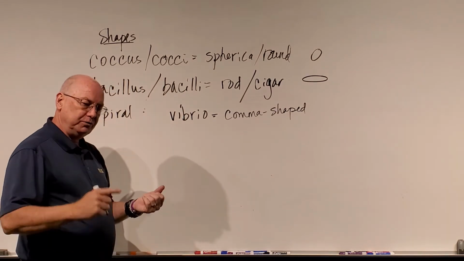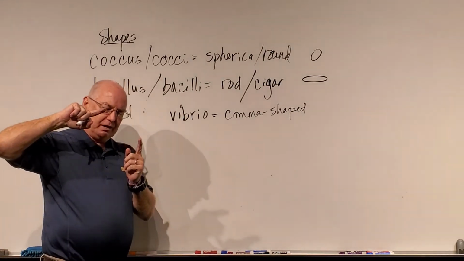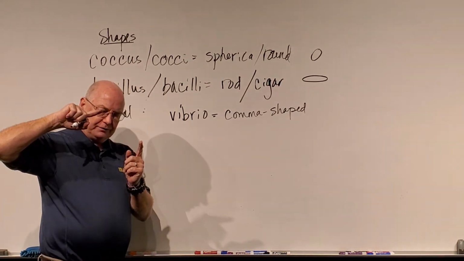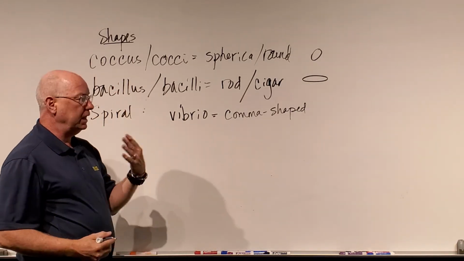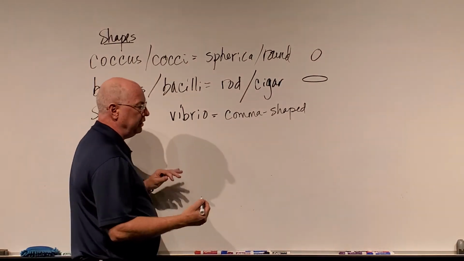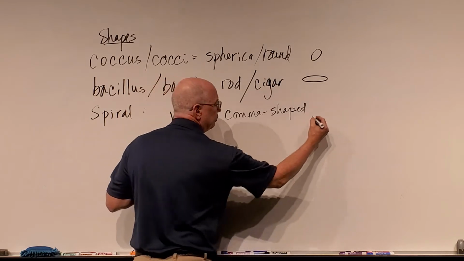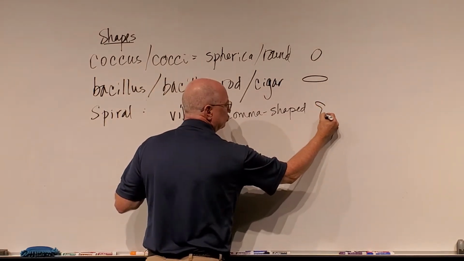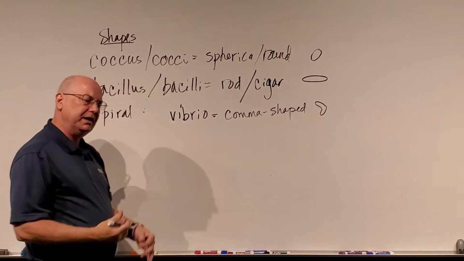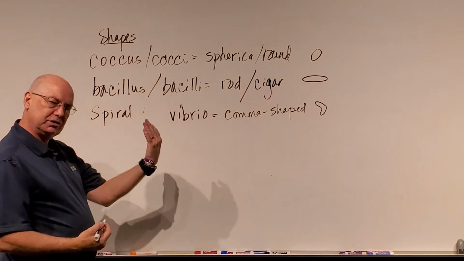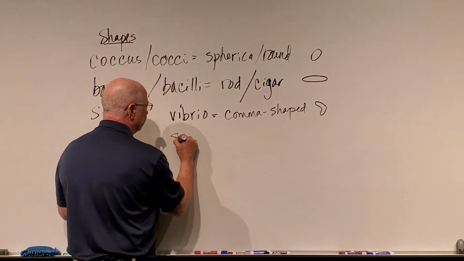They are spiral, meaning that they have structures underneath their membrane that allow them to be spiral and sort of corkscrew their way through things. But those proteins are structured to where they end up having a bend in them and looking somewhat spiral, somewhat comma shaped. There's another one called Spirilla.